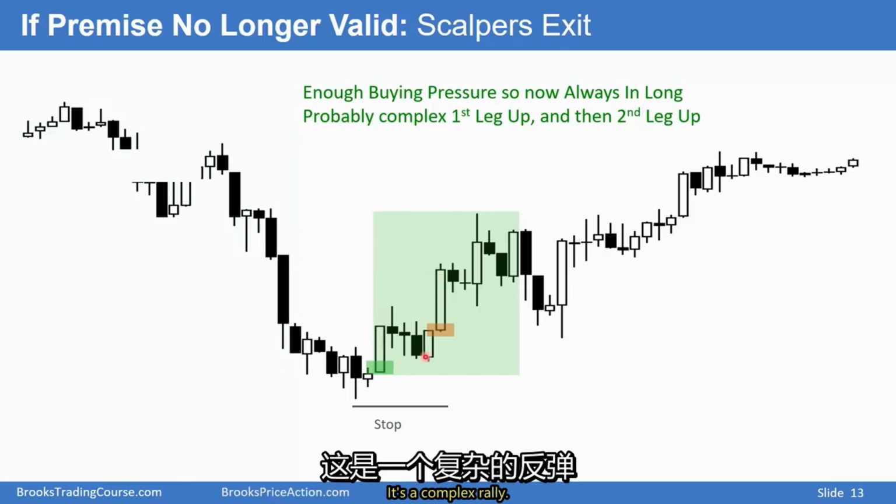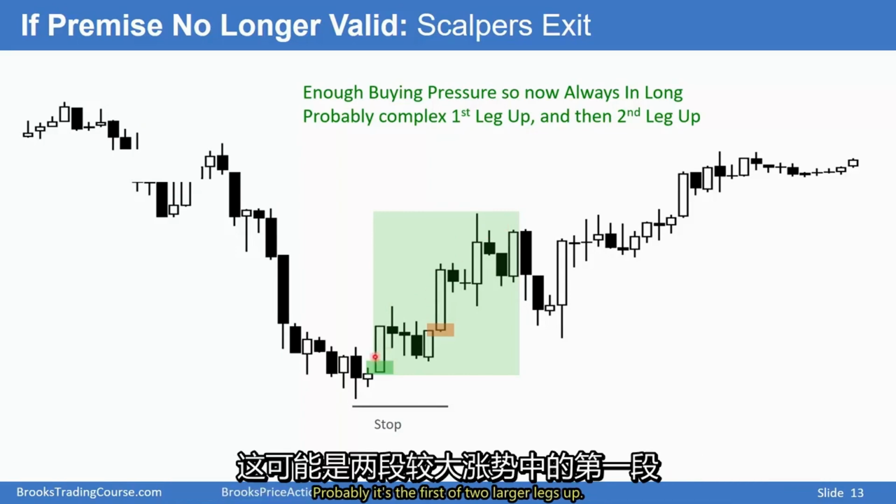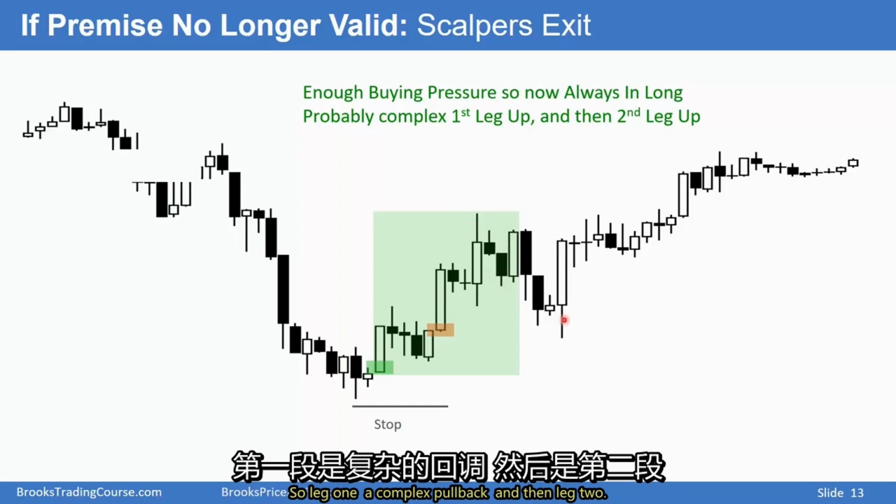It's a complex rally. We have a pullback, we have a pullback, we have a pullback, and a pretty tight channel. Probably it's the first of two larger legs up. So leg one, a complex pullback, and then leg two.